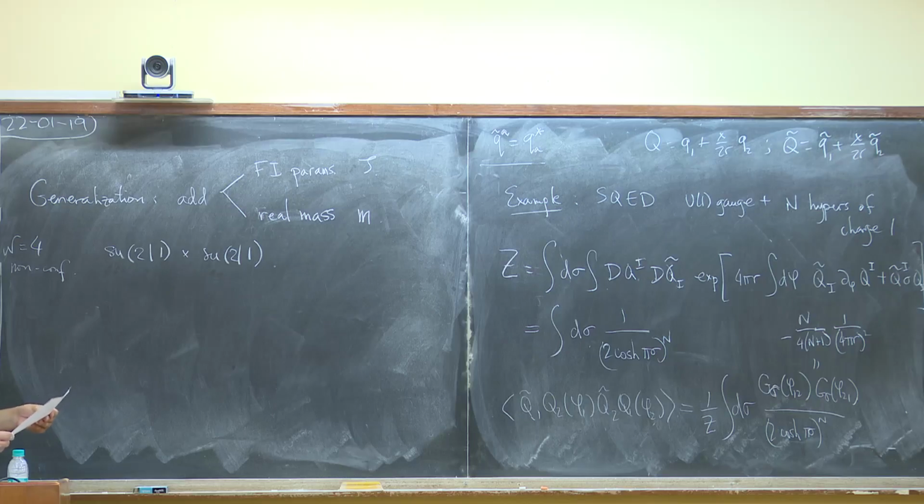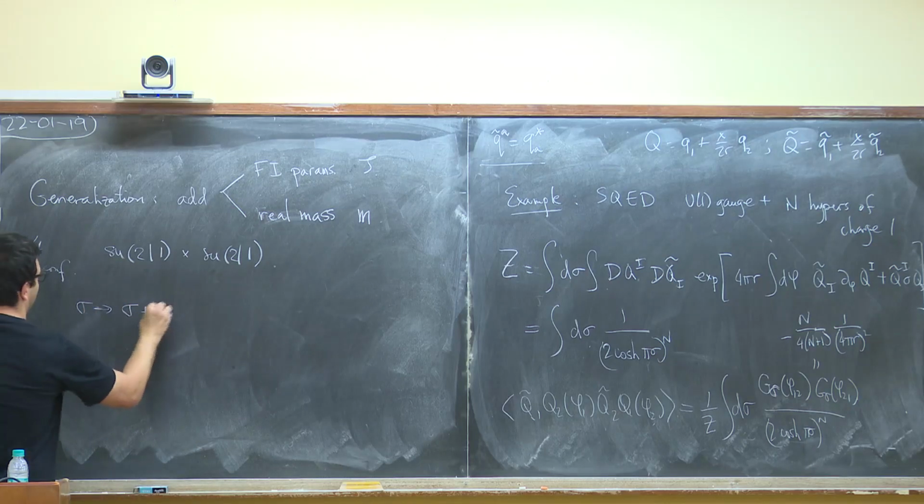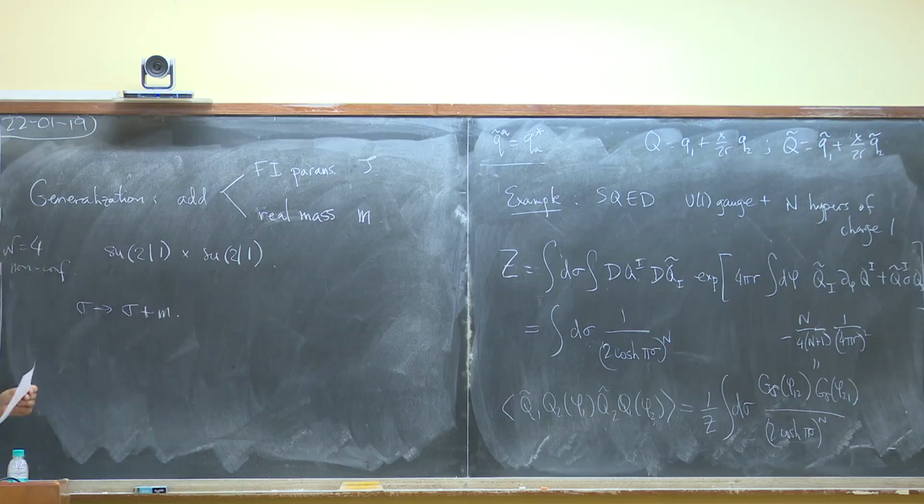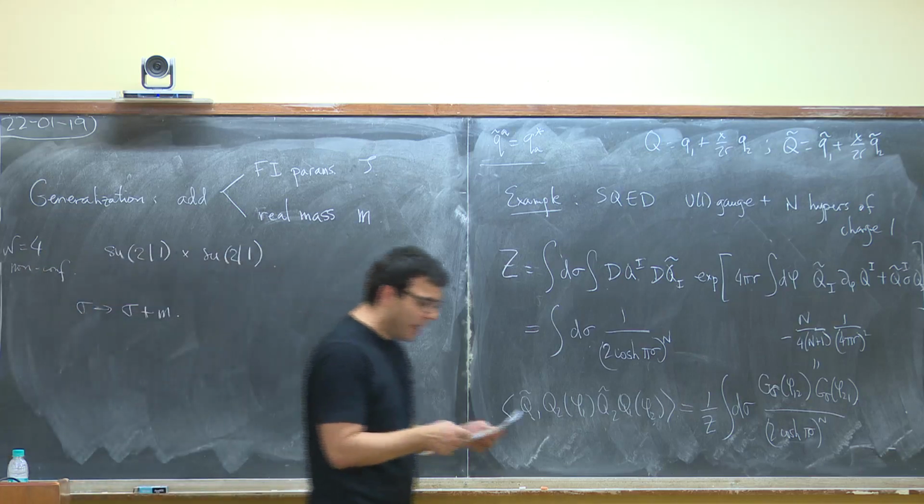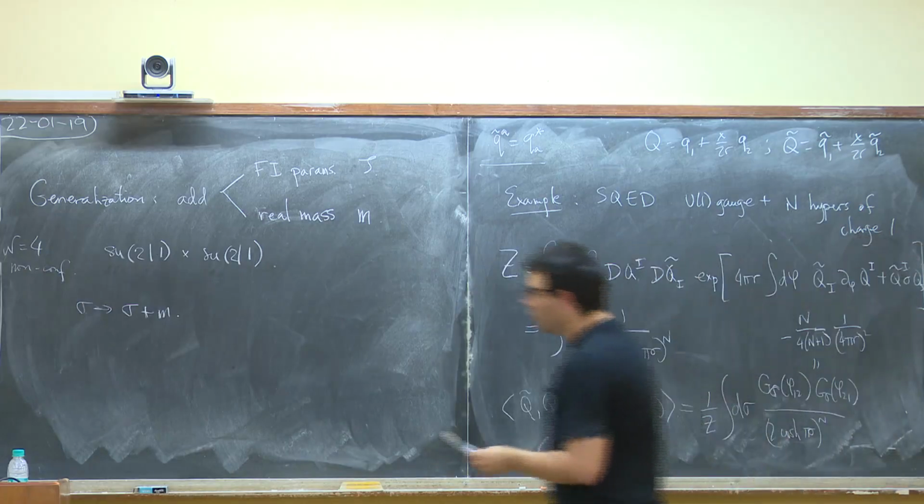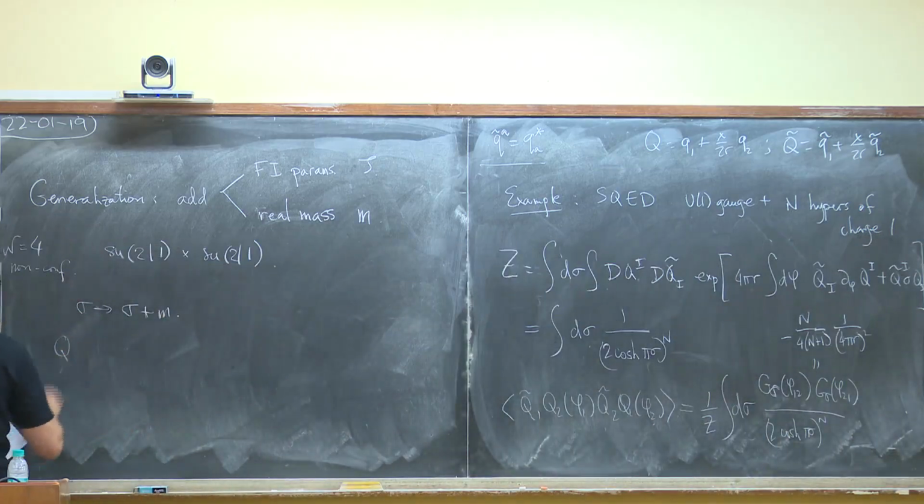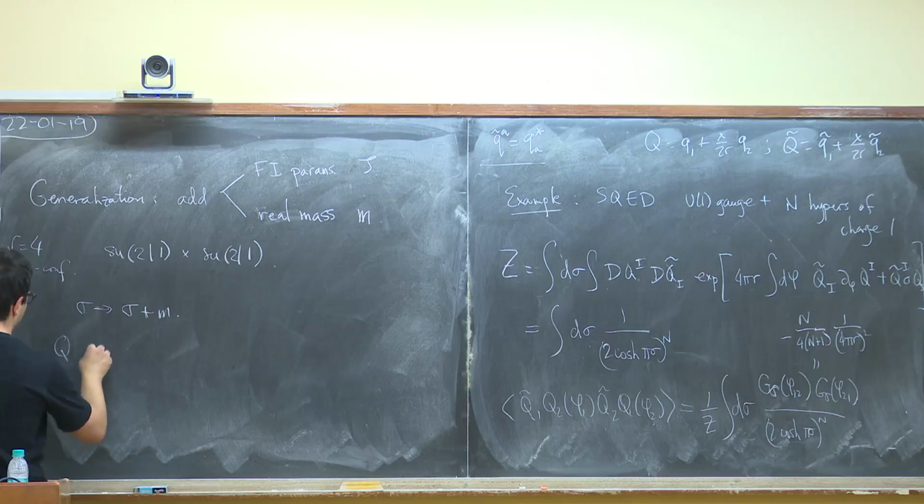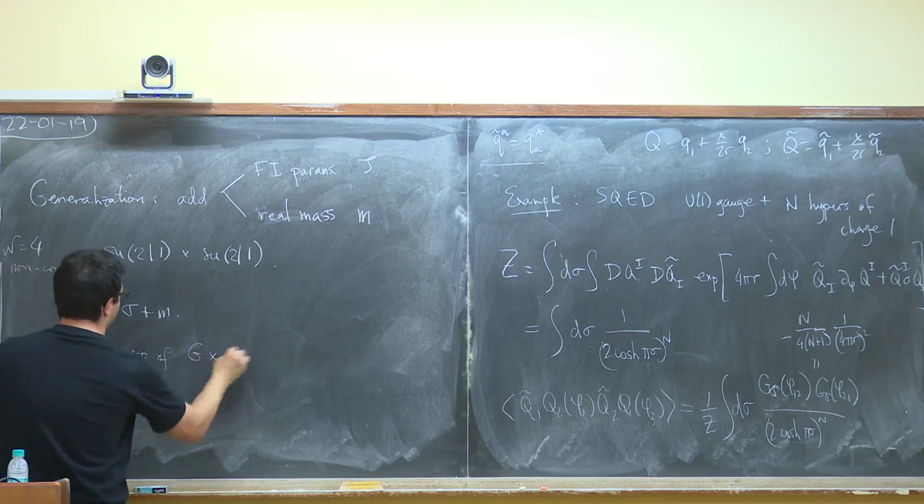Okay. Introducing the mass parameter is very easy. You just take sigma and replace it by sigma plus mass in all the formulas. I can say why that's true. The real mass is associated with the flavor symmetry. So the mass is just an expectation value for some scalars in a background vector multiplet. So then these Q's transform in a representation of G times the flavor symmetry group.